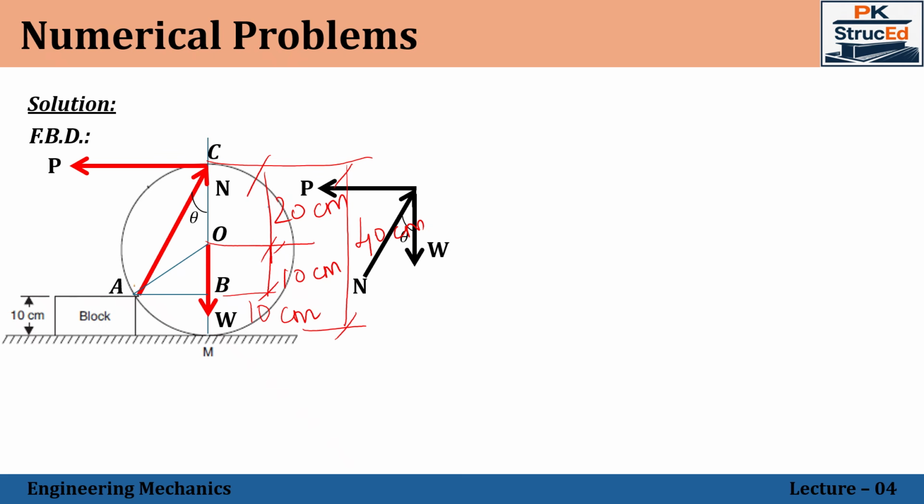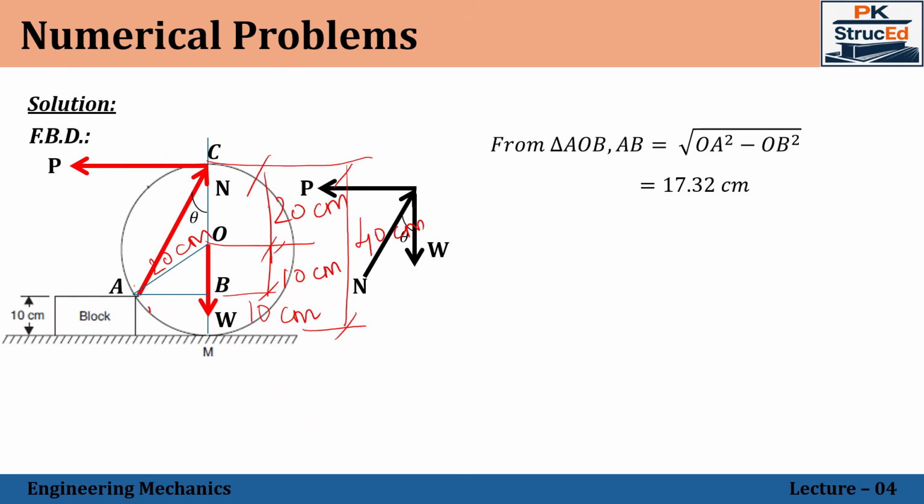Once OB is known, we need one more side in order to find the included angle, or we can even find the side AB. In this case, OA represents the radius of the wheel, that is 20 centimeter. So now two sides of the triangle OAB are known, and the third side can be calculated using the Pythagoras theorem. From triangle OAB, AB will be equal to root under OA square minus OB square. OA is 20 centimeter and OB is 10 centimeter, from which AB can be found as 17.32.